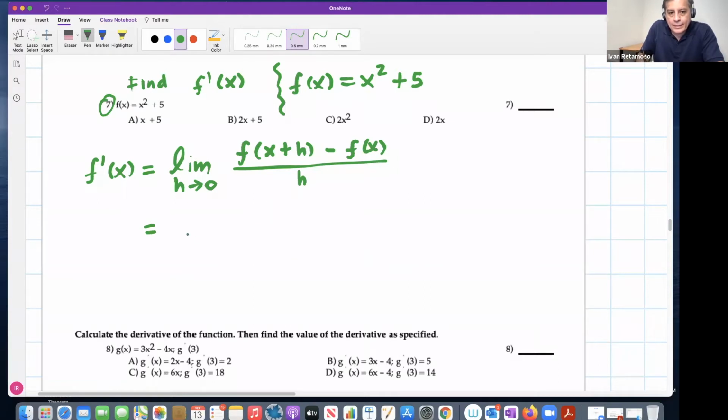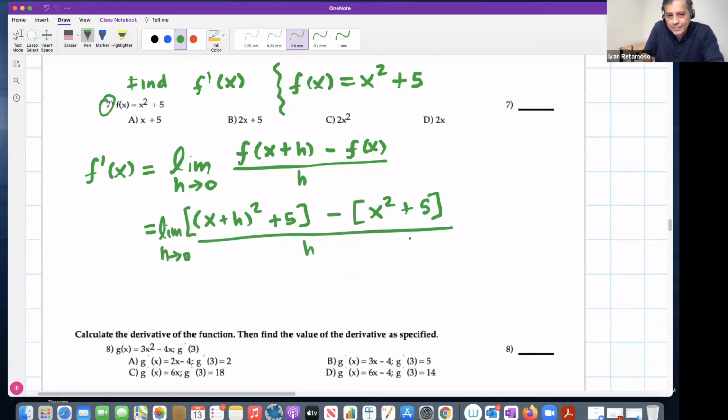I'm gonna write the expression for f of x plus h. That should be just x plus h squared plus 5, right, within brackets, minus f of x, which is this, within brackets. I will write this, right, f of x. And you're supposed to take the limit of this expression as h approaches 0, right? This divided by h. Simplify algebraically, and you should get your answer.